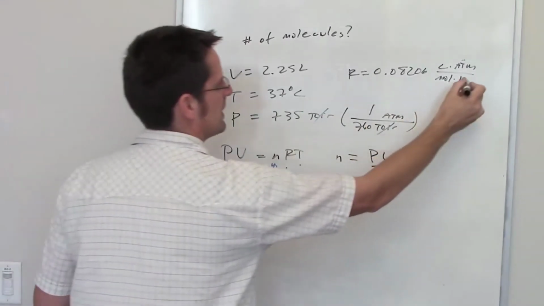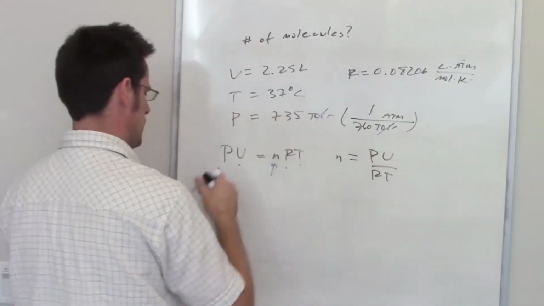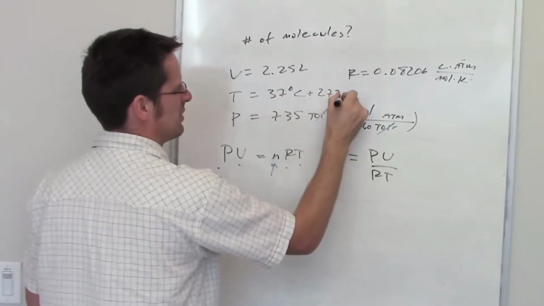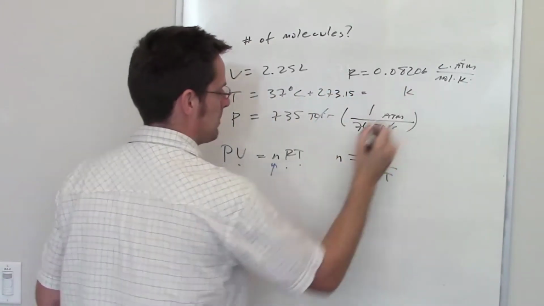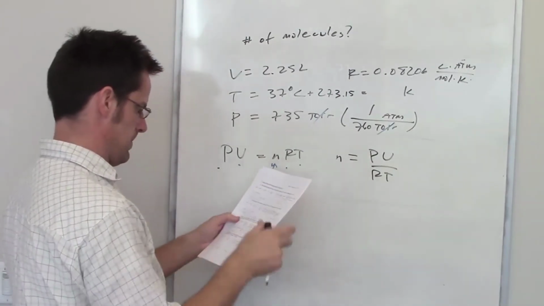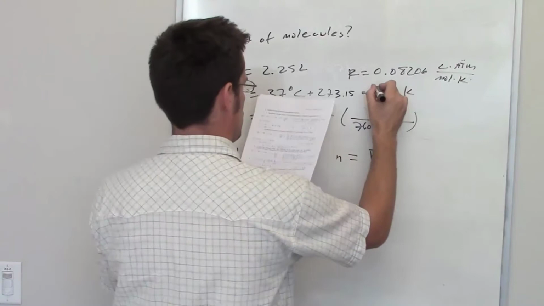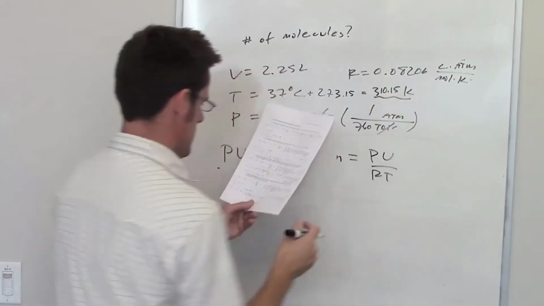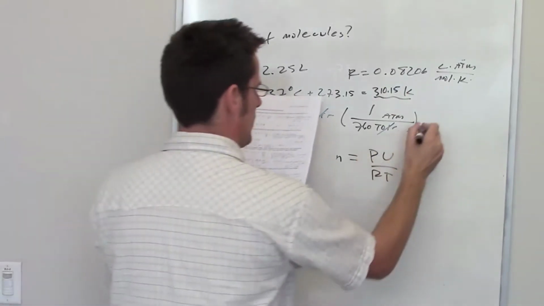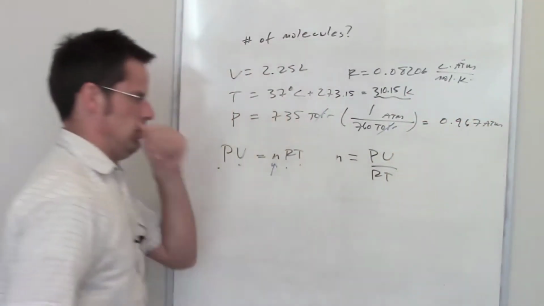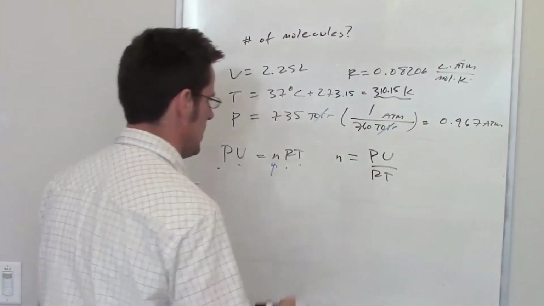I also have kelvins right here. I don't have kelvins over here, so I'm going to have to do that conversion. 37 degrees plus 273.15 is going to give me my temperature in kelvins. When I did that conversion earlier, I determined that this temperature equals 310.15 kelvins. I also determined that the number of atmospheres here is 0.967 atmospheres. All my units match now, so I'm good to go.